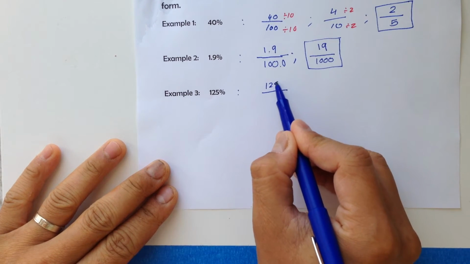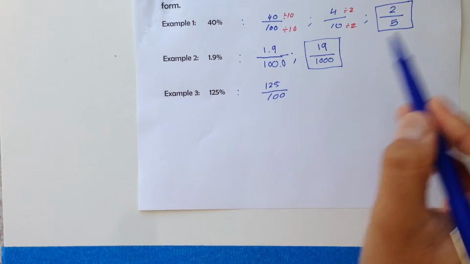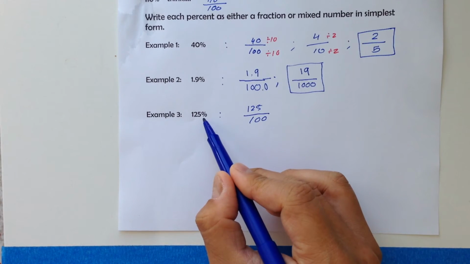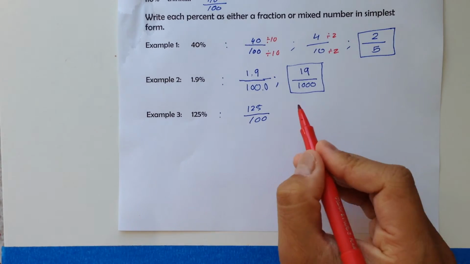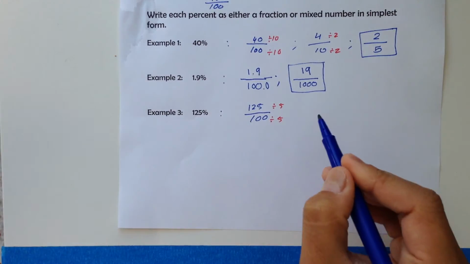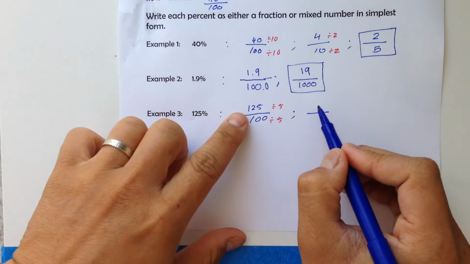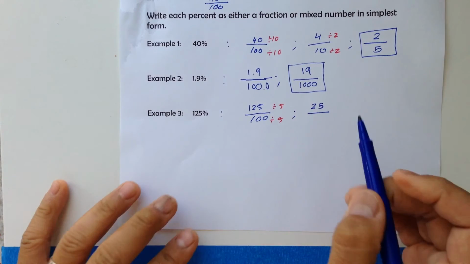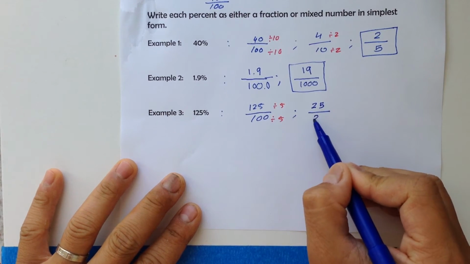125%, 125 over 100. Remember that we're trying to write a percent as a fraction in simplest form. So every time I see percent, I know it's always over 100. 125 and 100 are both divisible by 5. So I divide the top and bottom by 5. This brings me to 5 goes into 12 2 times, and 5 goes into 25 5 times. So 25, and then 100 divided by 5 gives me 20.